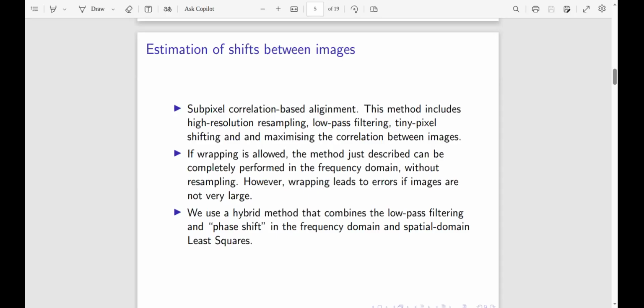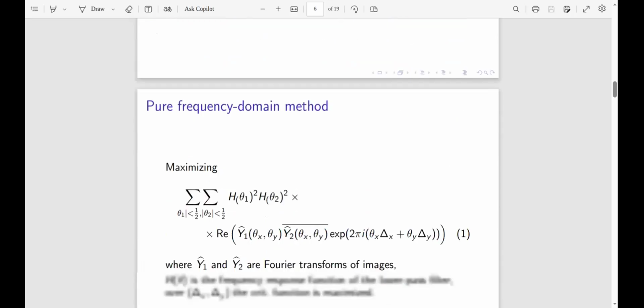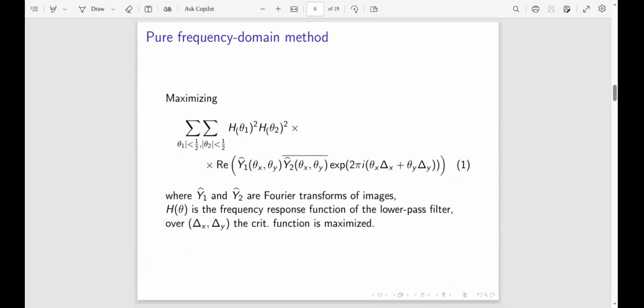So finally, you use a hybrid low pass filter in the state domain, or you call it spatial domain, and then some phase shift. Was it constant? Yes, I will show the formulas. I'm sorry for this notation.